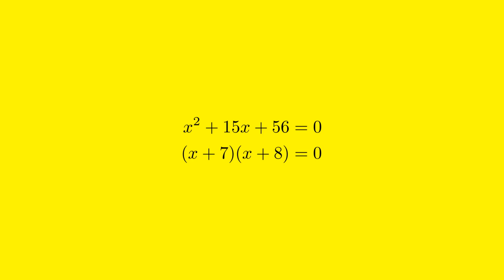By examining possible factor pairs of 56, we find that 7 and 8 meet this criterion. Hence, we can rewrite the expression x squared plus 15x plus 56 as x plus 7 times x plus 8. This alteration simplifies the equation by breaking it down into factors that are easier to solve.